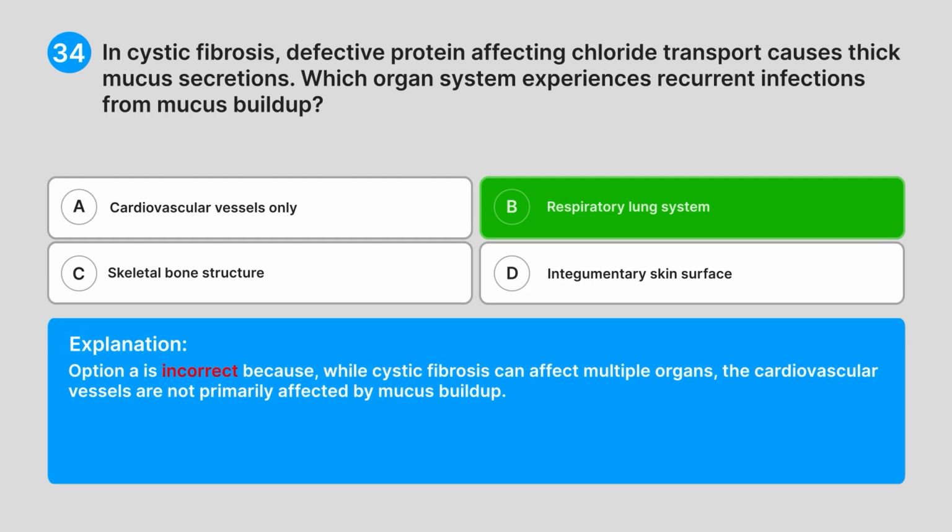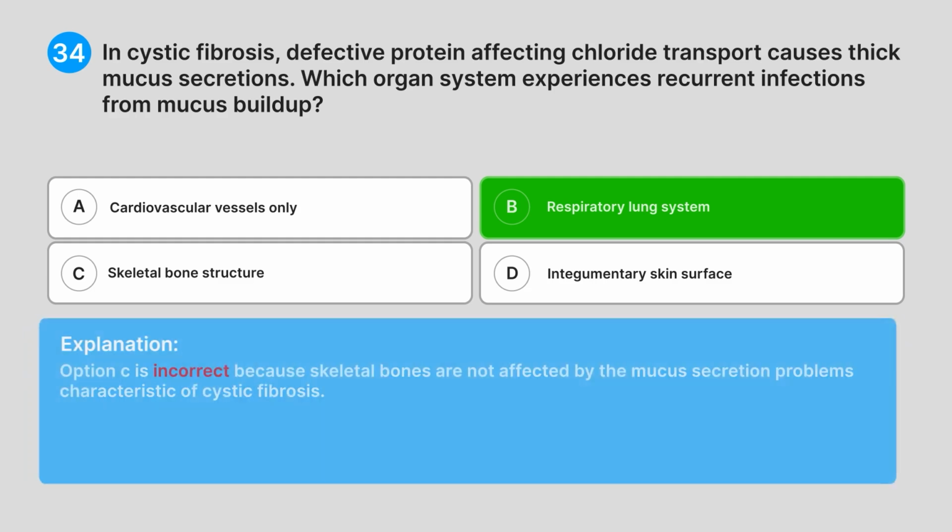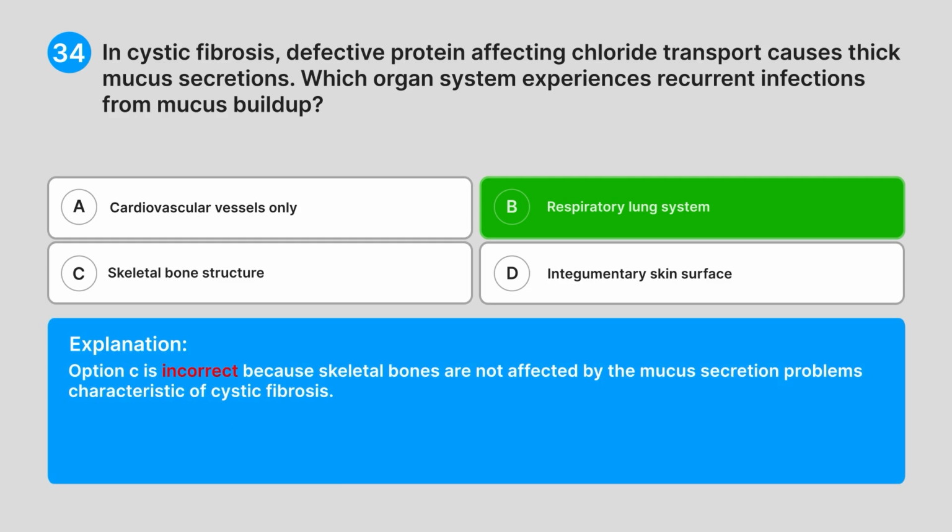Option A is incorrect because while cystic fibrosis can affect multiple organs, the cardiovascular vessels are not primarily affected by mucus buildup. Option C is incorrect because skeletal bones are not affected by the mucus secretion problems characteristic of cystic fibrosis.